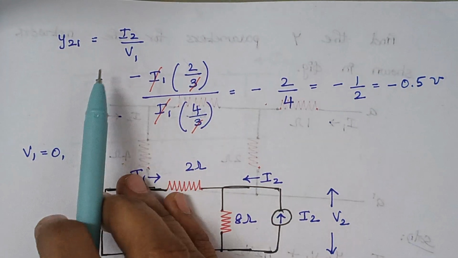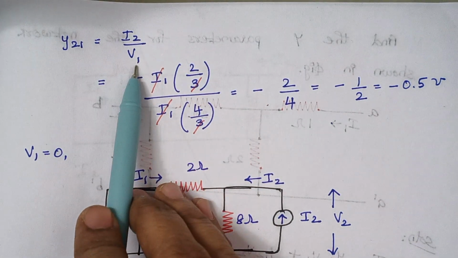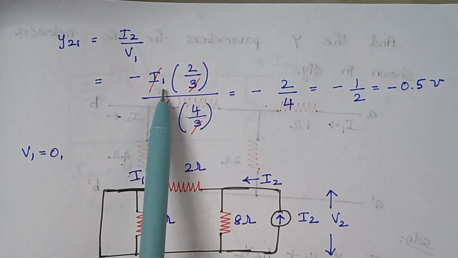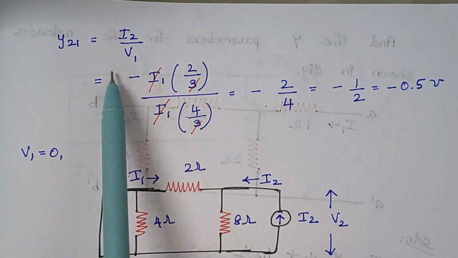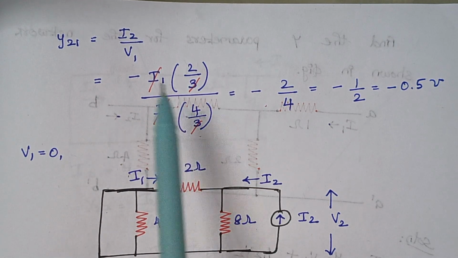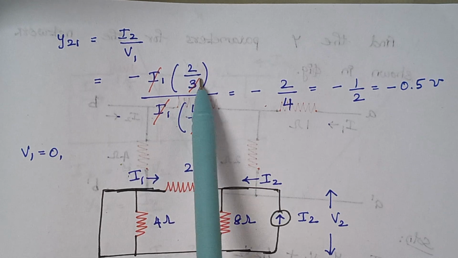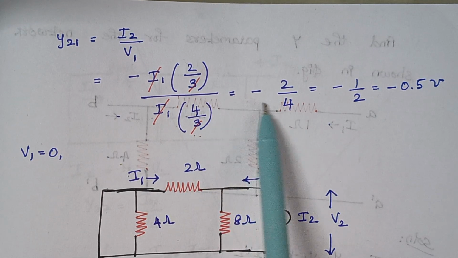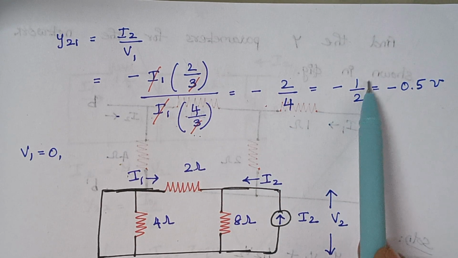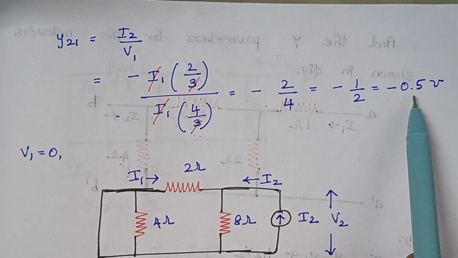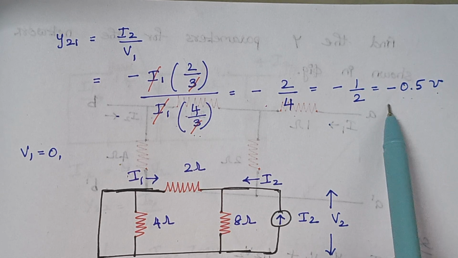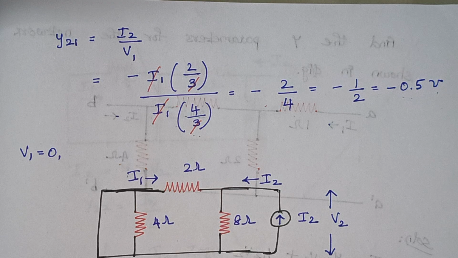So Y21 is given by I2 by V1. Now we know the value of I2. I2 is minus I1 times 2 by 3. What is V1? We have already calculated: I1 times 4 by 3. So here I1 cancels and 3 gets cancelled, and finally we are having minus 2 by 4, which is nothing but minus 1 by 2, which is 0.5 mho or Siemens. So here it is minus 0.5 mho.